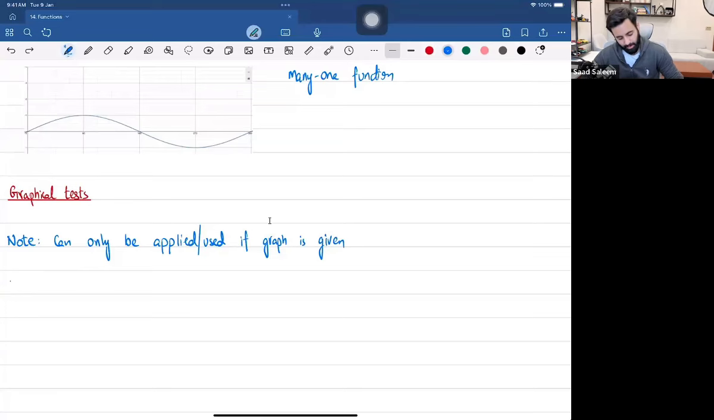Horizontal and vertical. That's correct. There is the vertical line test. Okay. And there is the horizontal line test.